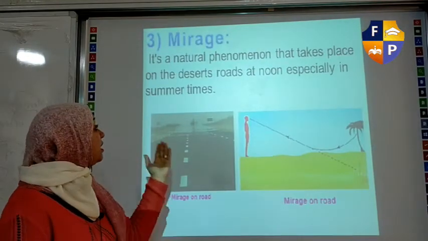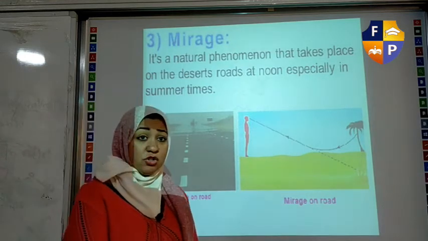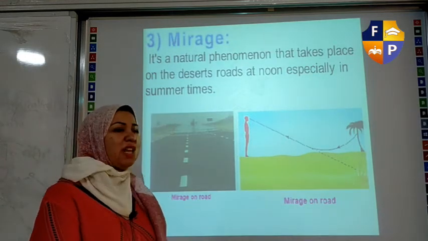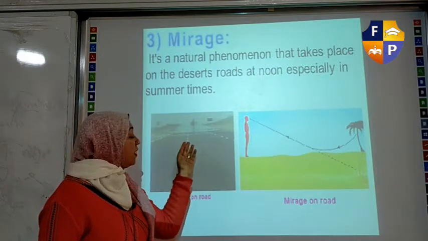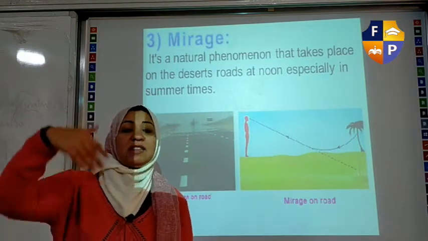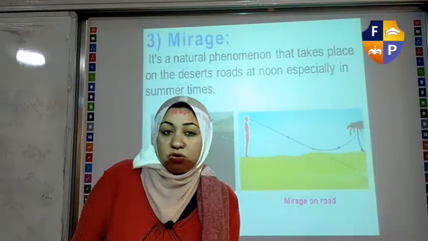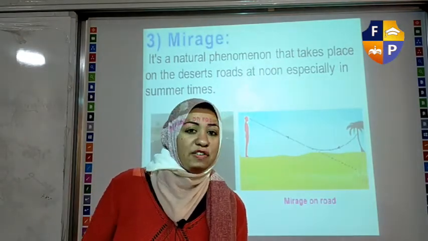Let's continue to the last phenomenon, which is the mirage. The mirage is a natural phenomenon that takes place on the deserts or the roads at noon, especially in the summer time. When you are traveling on a highway, you imagine that there is water at the end of the road, but this is not real. This is the mirage phenomenon.